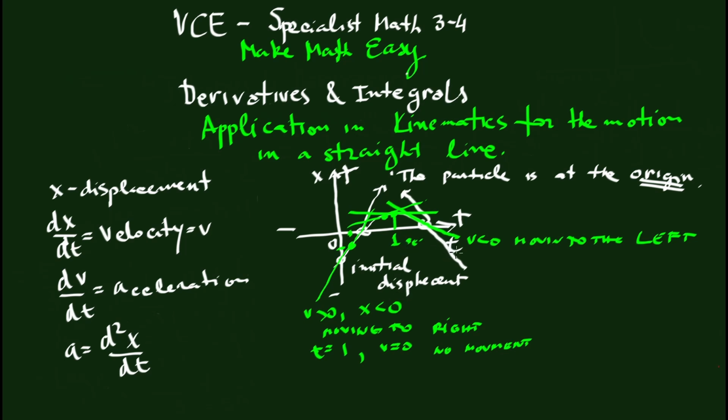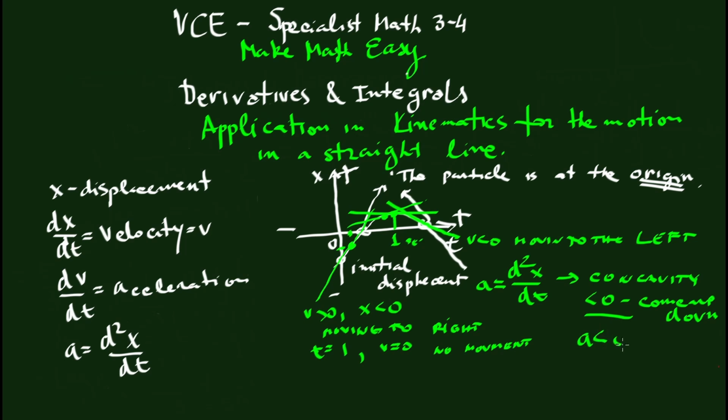And here we know that we use the second derivative. If you remember, the second derivative points to concavity, and when it's less than 0 it means concave down, which is our case. So we have here that the second derivative, or the acceleration, is negative.